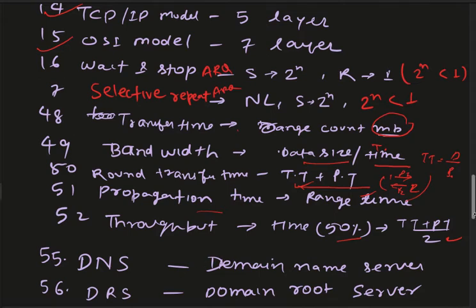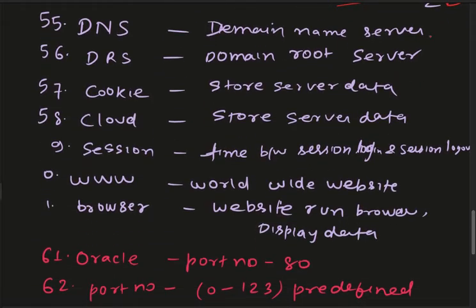DNS stands for Domain Name Server, and DRS stands for Domain Root Server. Cookie and cloud store server data. Cookie is one thing and cloud is one thing; cloud is server data. This is the name of the Domain Name Server. DNS stands for domain name server, DRS stands for domain root server, and cookie and cloud store server data.